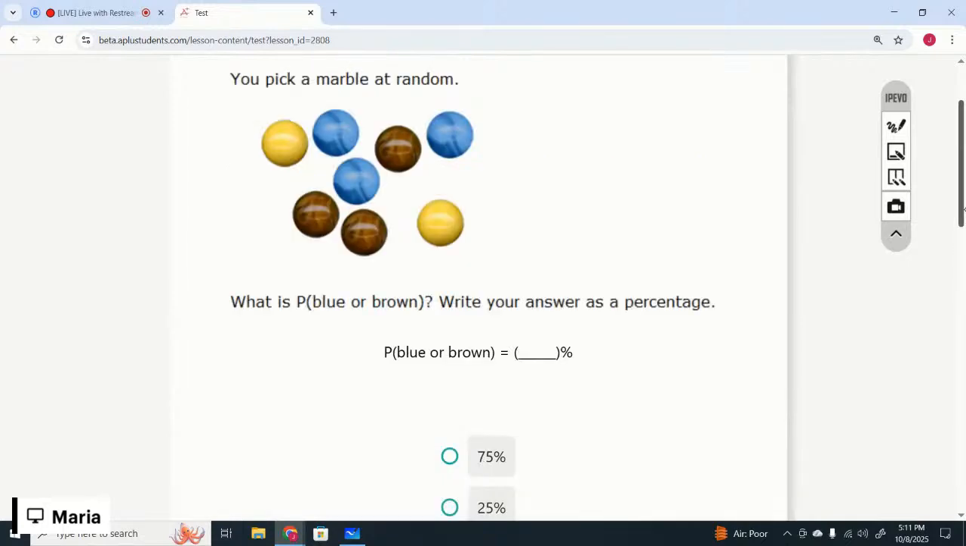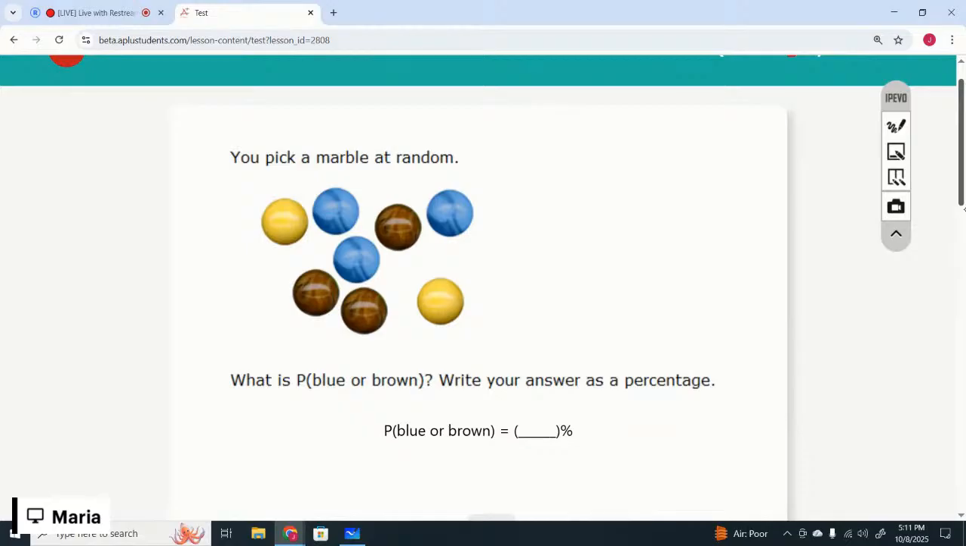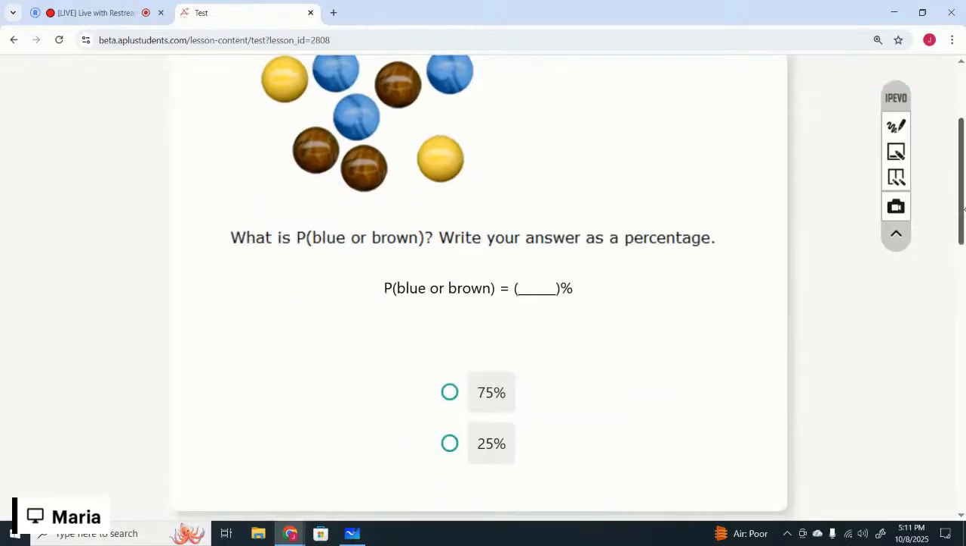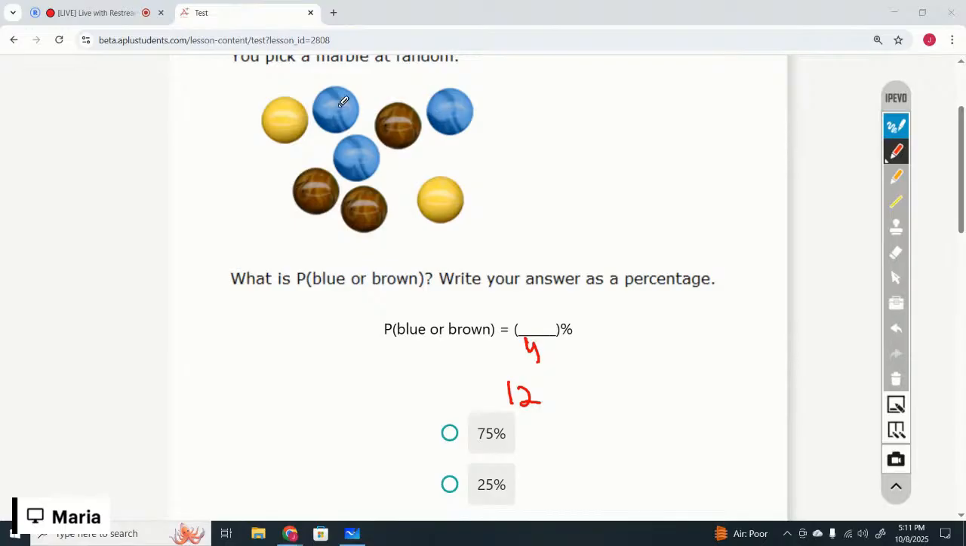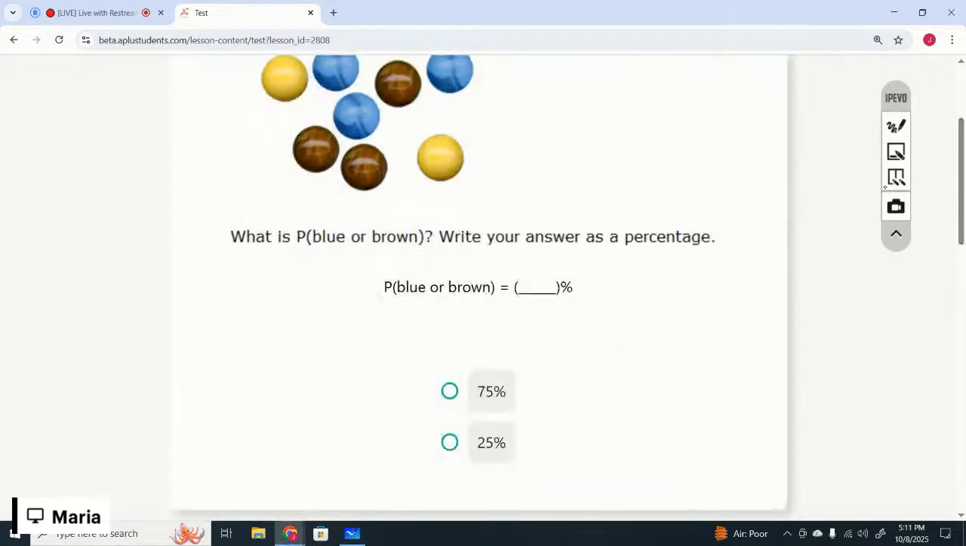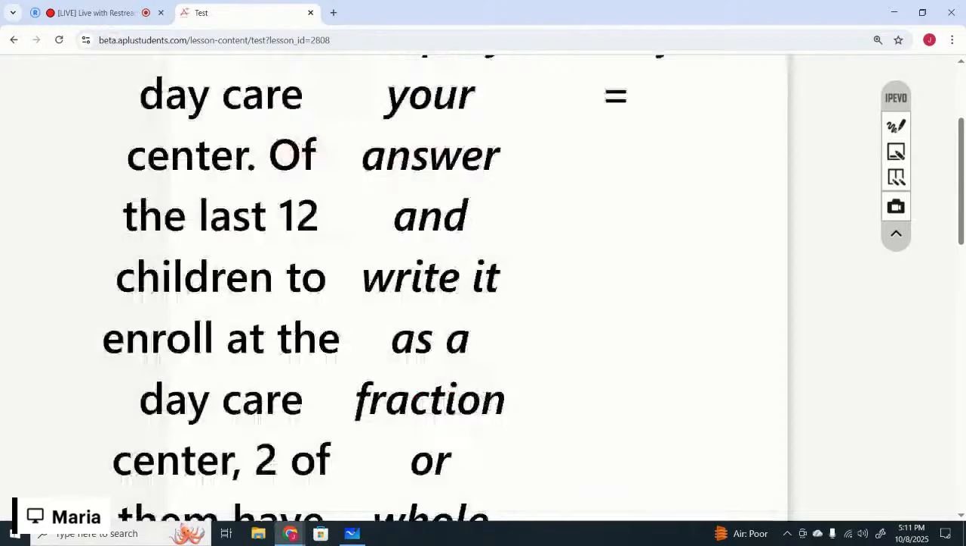What is the probability of blue or brown? 1, 2, 3, 4, 5, 6. That is 6 out of 8. That is 75%. Option number 1 is the correct option. 75% it is.